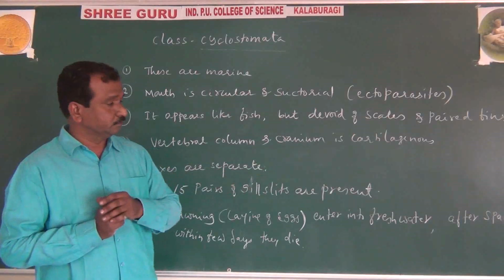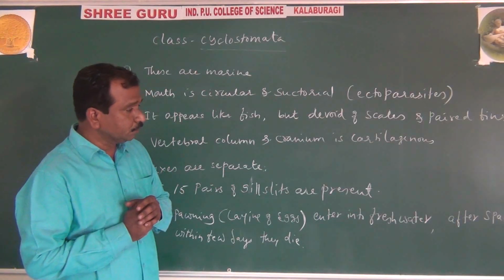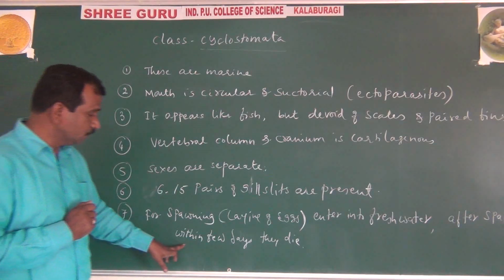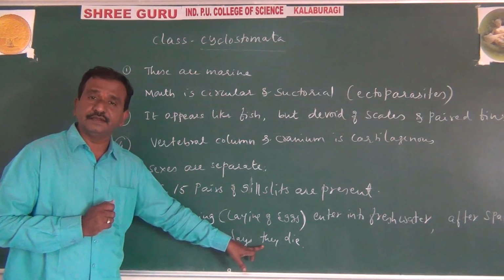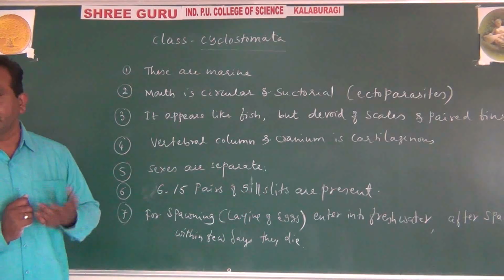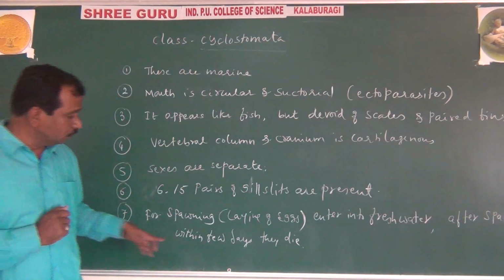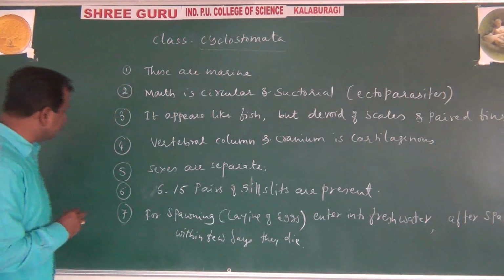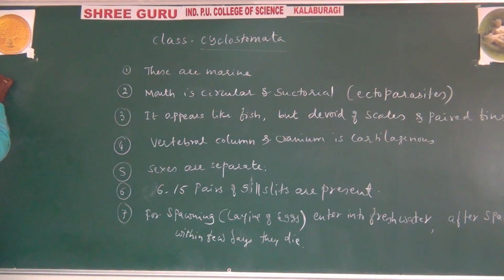After spawning, we can observe that within a few days they die. After laying the eggs, the females die. So within a few days they die. Now the next character, the eighth one, you have to write that.